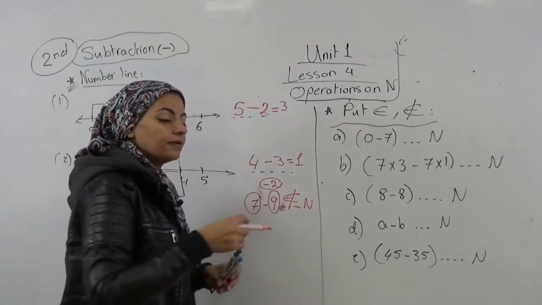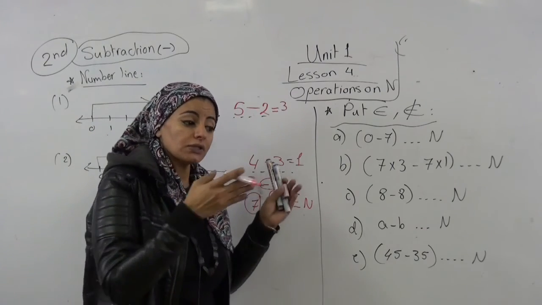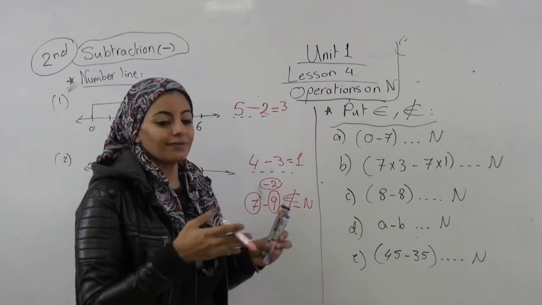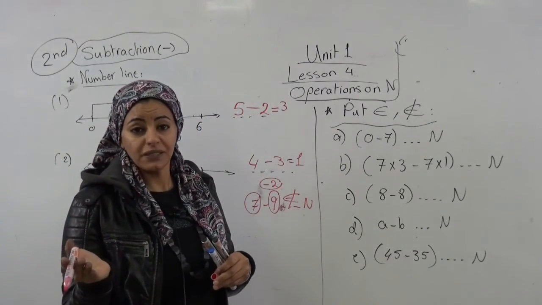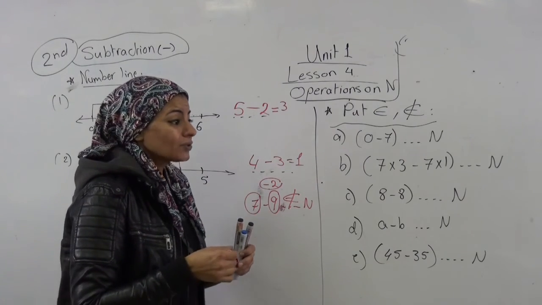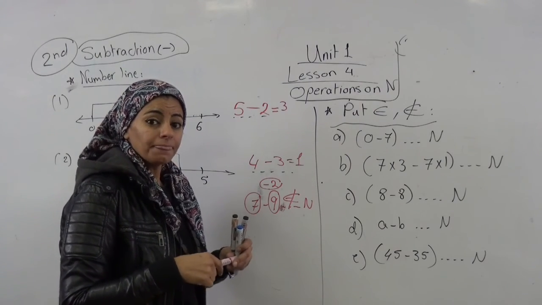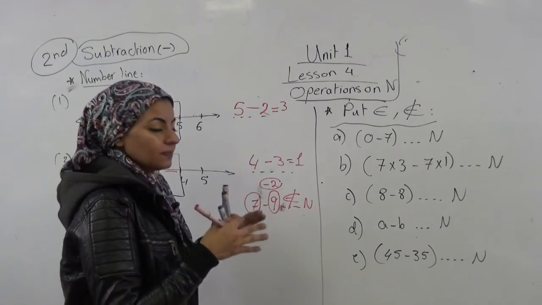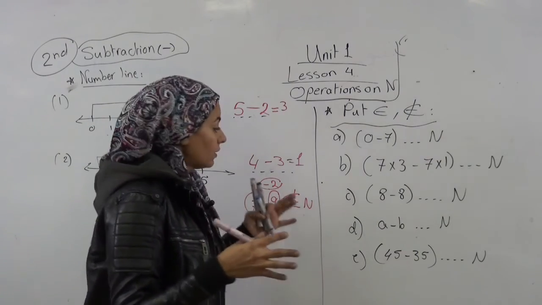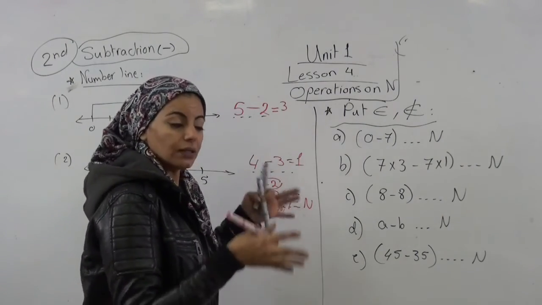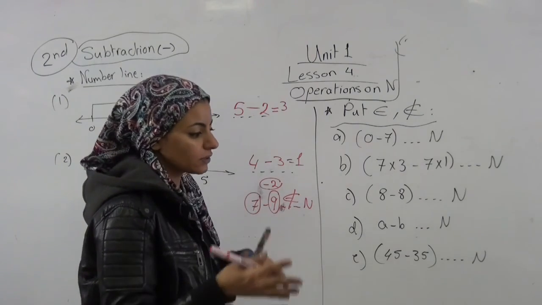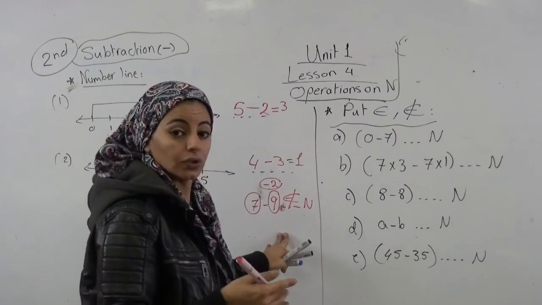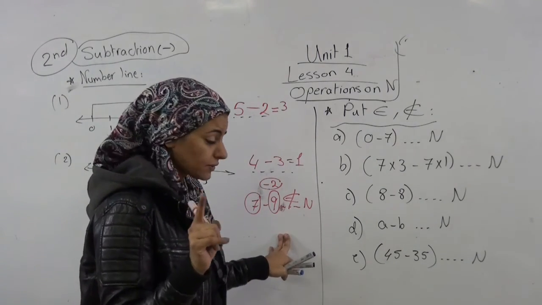What I'm saying here is that subtraction of natural numbers can once give me a natural number and once give me a negative. So to say that this belongs to N, or that natural numbers are closed, the answer must always be a natural number. It can be once a natural number and once not. So here we say it is not closed. There are other solutions, okay?